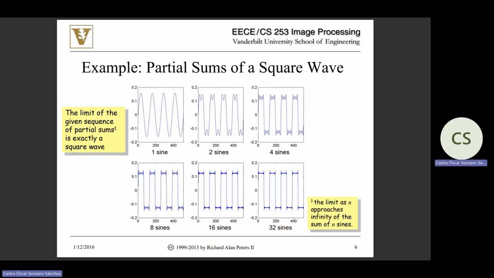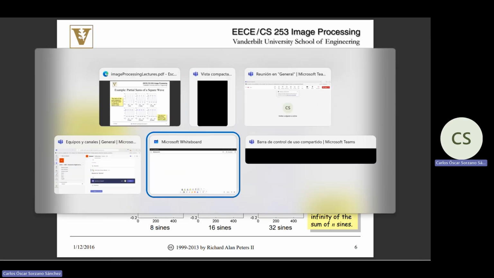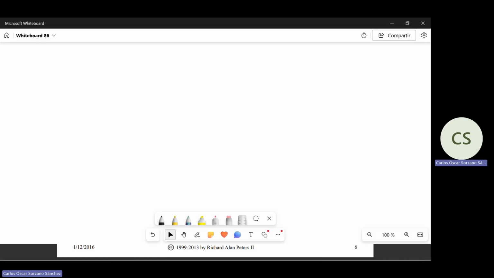And Gibbs is written like this. Gibbs effect. Okay.